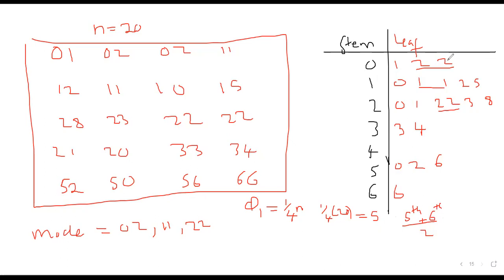So 1, 2, 3, 4, 5, and 6. So what numbers are these? 11 plus 11 divided by 2. What do we get? 11. The same number, just pick it. Q2 is half of n. What is half of n? Half of 20 is what?